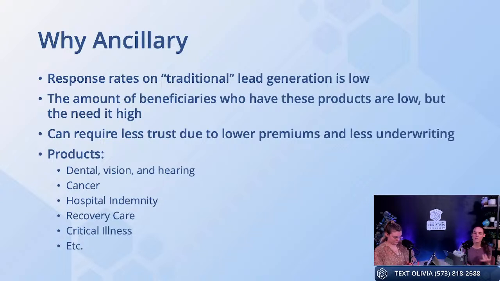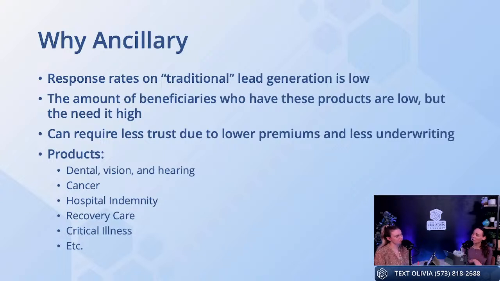So when we're talking about ancillary products, I'm going to skip down to that bottom point. We're talking about anything that's not what we consider core. So dental, vision, hearing, cancer insurance, hospital indemnity, recovery care, that's going to be your home health care or short-term care policies, and then critical illness, so cancer, heart attack, stroke. I tend to break cancer out on its own because there are some really great standalone cancer plans, but they do have critical illness as well.